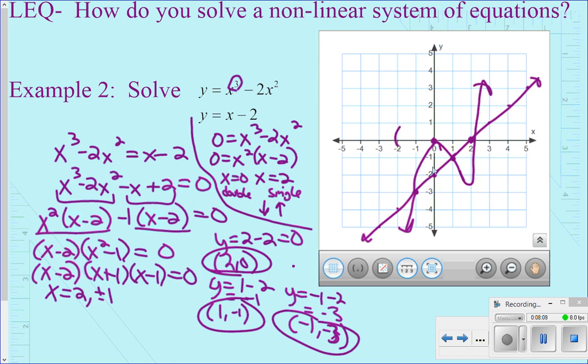So we have points of intersection are, whoops, I don't know why I wrote that there. Points of intersection are right here, negative 1, negative 3, positive 2, 0, and 1, negative 1.